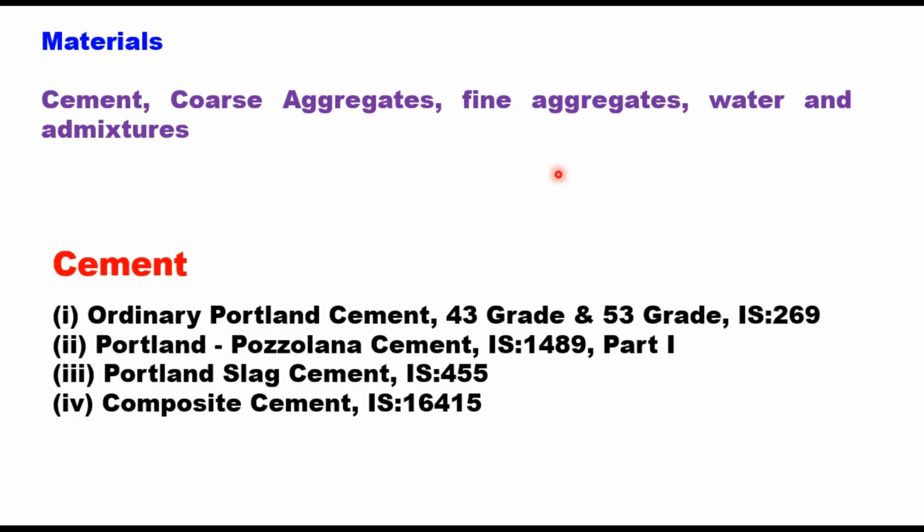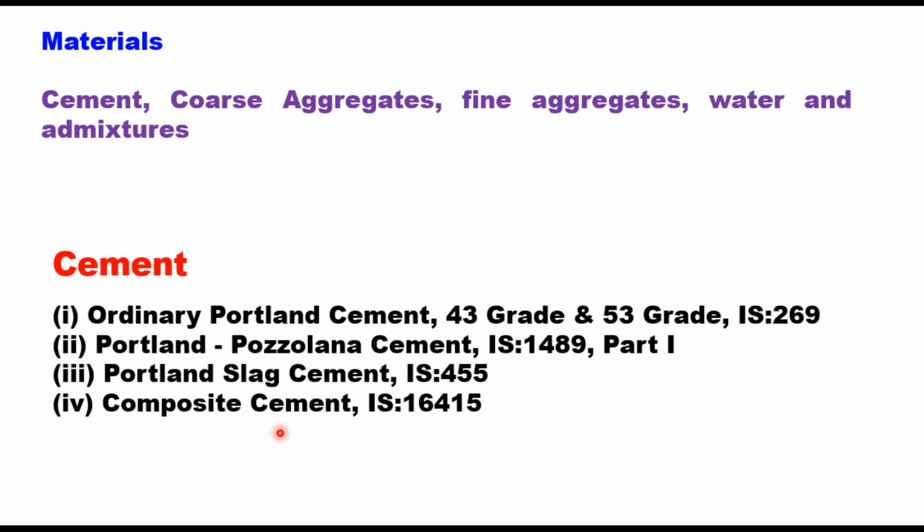As far as cement is concerned, it can be either ordinary Portland cement of 43 grade or 53 grade, but that is to be specified in the design. It can be pozzolana cement as per IS 1489. It can also be PSC, that is Portland slag cement, or it can be composite cement.